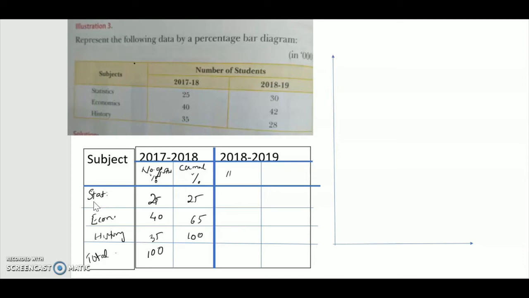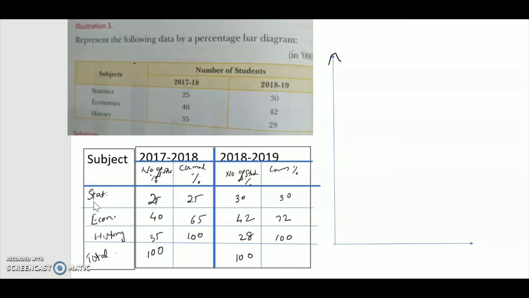And here again, number of students in 2018-19, number of students in percentage, that is 30, 42, 28. And cumulative percentage, that is 30, then 72, 100. Here 100 itself you will get.